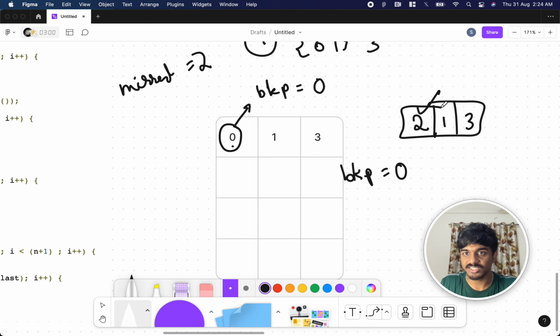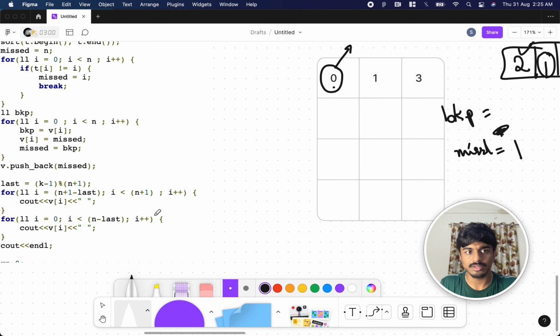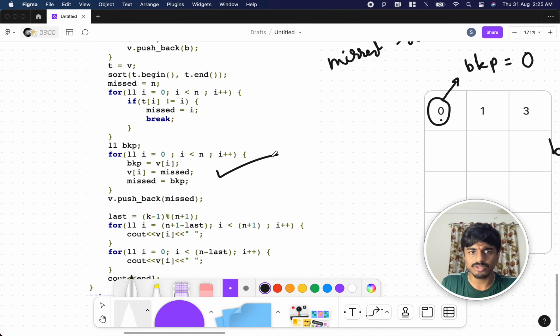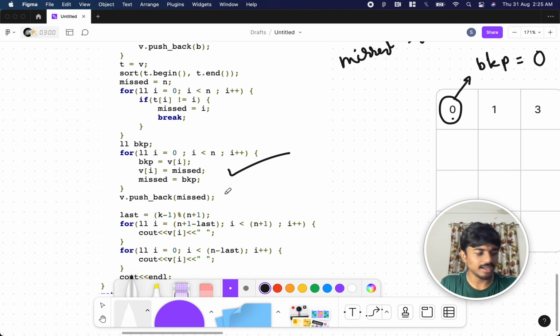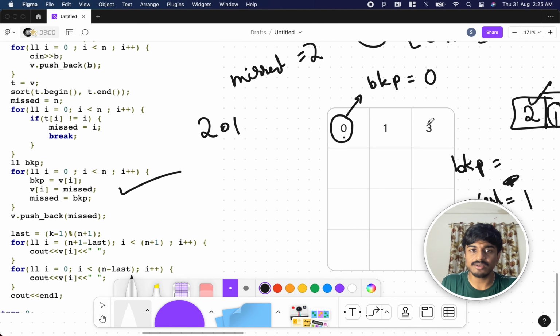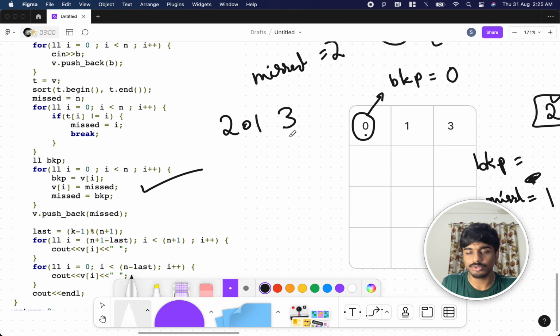Now this is processed. Now on the next scenario, we'll take 1. Similarly, you just keep iterating it, and it will be simple. If you just work it out, you can get it. And at last what happens is you get 201, and the backup will be the one extra number. In this case, it will be 2013.